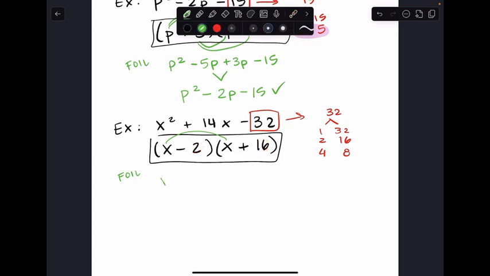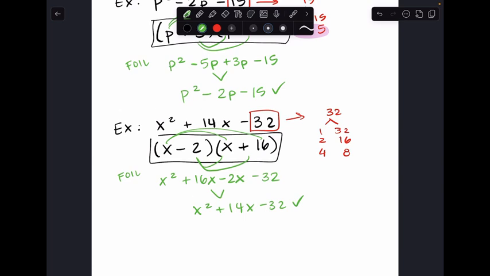So x times x gives you x squared. X times 16 is positive 16x. Negative 2 times x, I already gave you the answer, minus 2x, and then negative 2 times 16 is negative 32. And then right off the bat, we are back to where we started, and we are good to go with this factored out form.